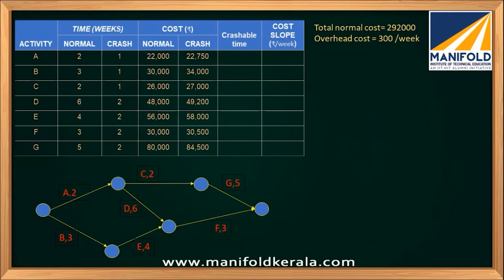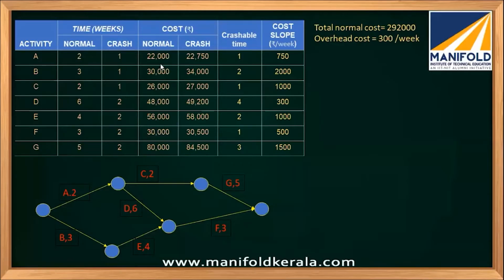For activity A, what will be the crashable time? 2 minus 1 will be 1. For B, 3 minus 1 will be 2. So these are the crashable times. Now, what about the cost slope? This one minus this one, that will be 750, divided by 1 will give you 750. For the second activity, B, it is 4000 divided by 2, which will give you 2000. So that's how we can calculate that.